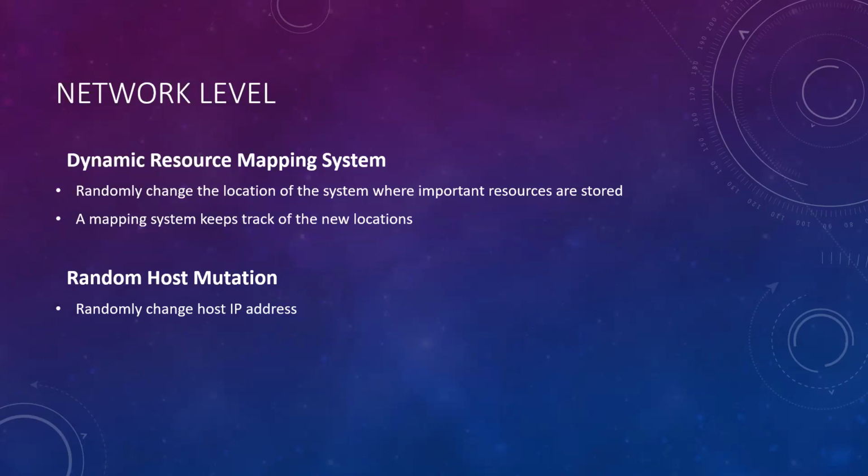Coming to MTD at the network level, in total we will be having two things: the dynamic resource mapping system and random host mutation. MTD at the network level deals with location. The dynamic resource mapping system randomly changes the location of the system where important resources are stored, and the mapping system keeps track of the new locations. Random host mutation is the same as the dynamic resource mapping system, but here it randomly changes the host IP address.